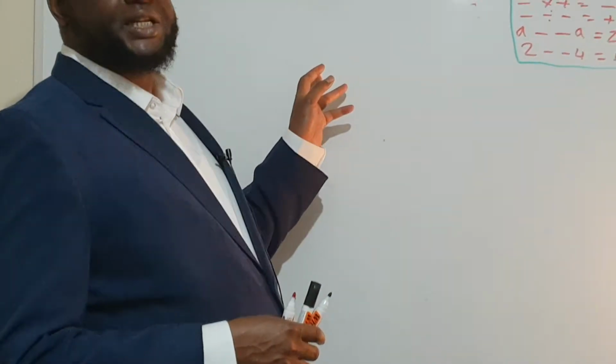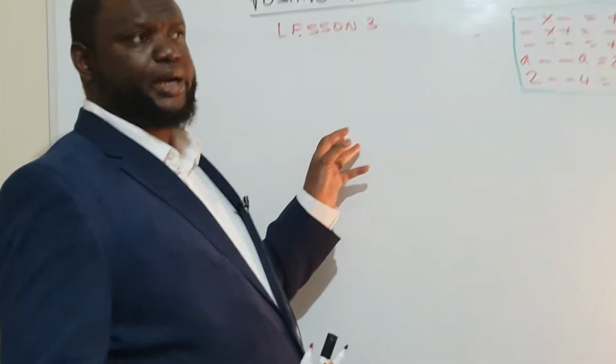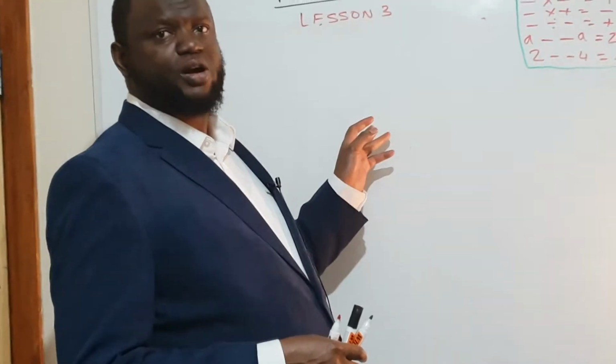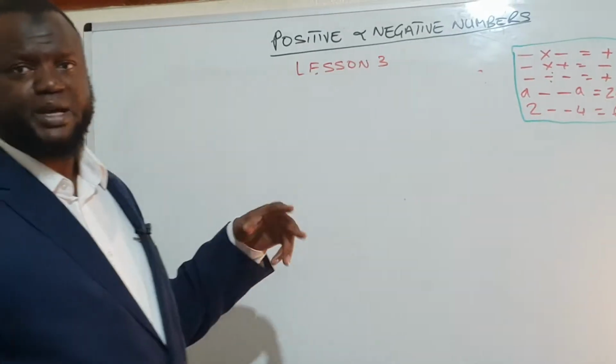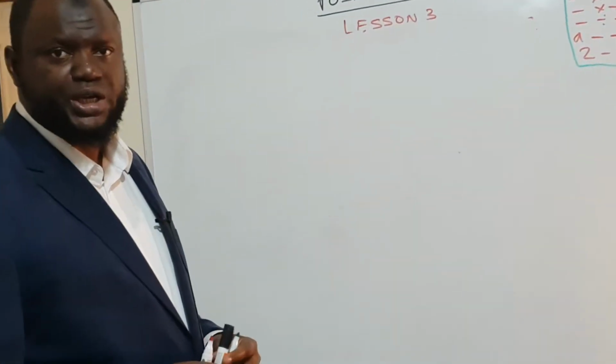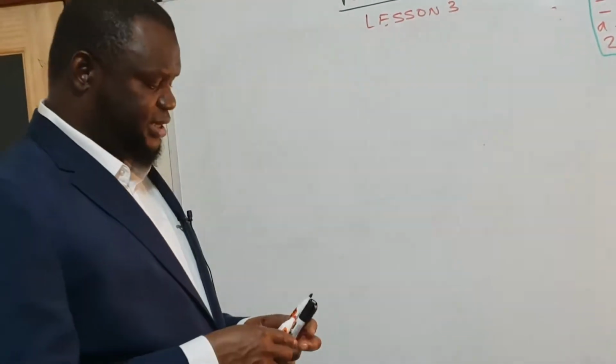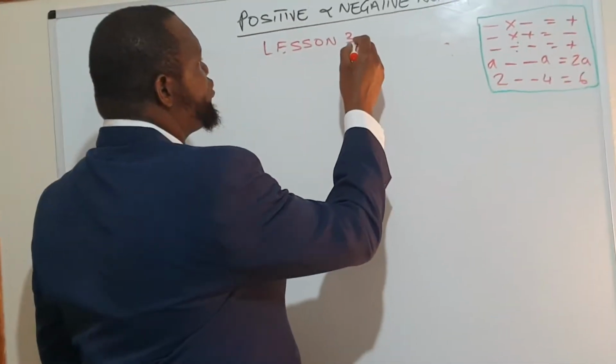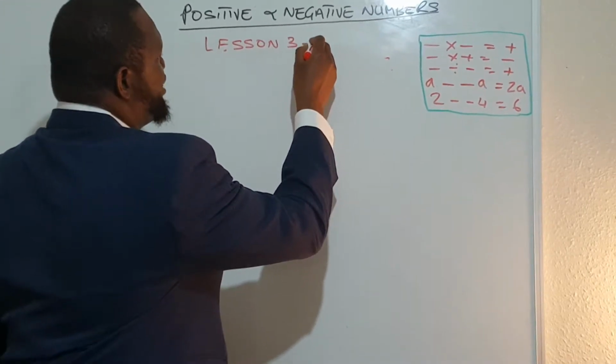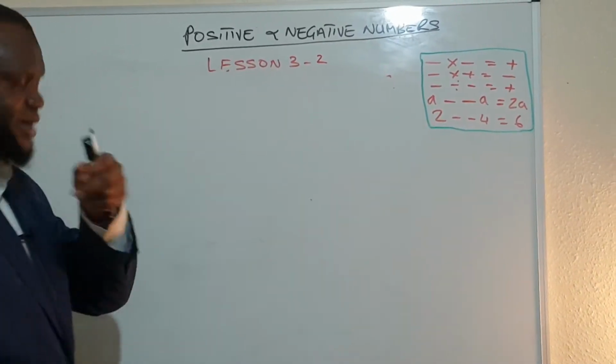We are still with lesson 3, but shall we call it lesson 4? Or the second segment of lesson 3? Okay, we call it lesson 3, part 2, or lesson 3-2. We are mathematicians, lesson 3-2, okay?